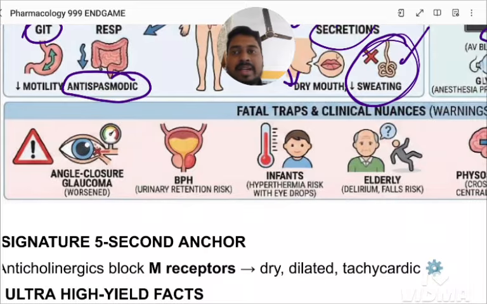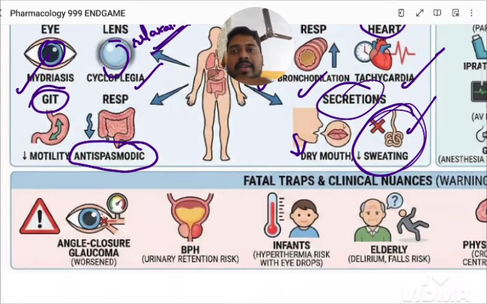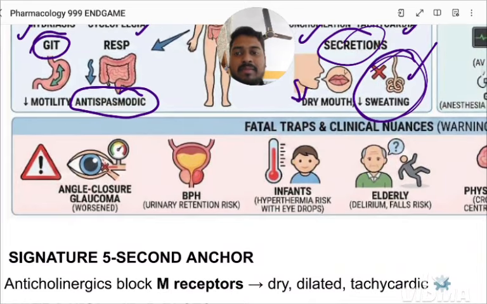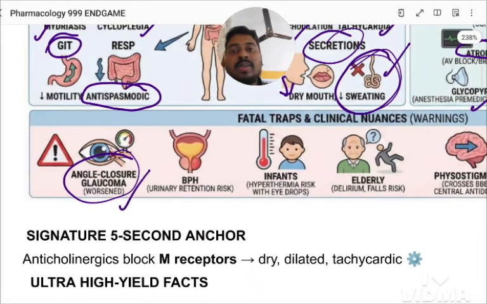That is what happens when cycloplegia is affected. You see here, the ciliary muscles are relaxed. So when there is angle closure glaucoma, the anterior chamber angle gets more constricted, and hence it can precipitate angle closure glaucoma. So one thing: anticholinergics are contraindicated in angle closure glaucoma.